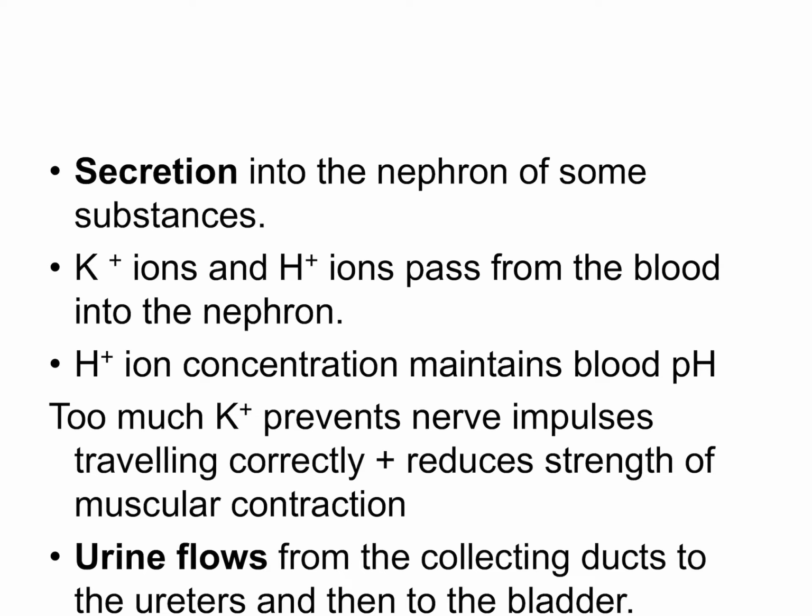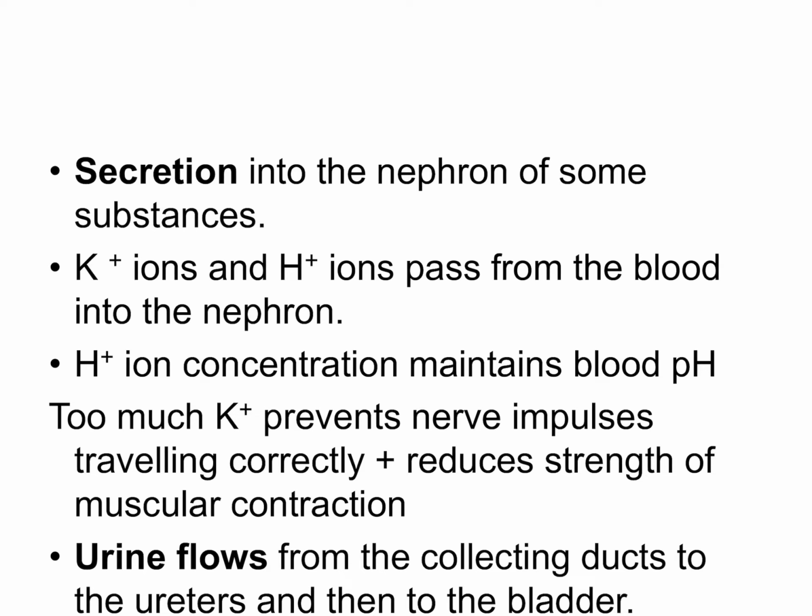Now, secretion is the third process that occurs in urine production, and this is going the opposite way now. Secretion is where you have potassium and hydrogen ions passing from the blood into the nephron. So we want to get rid of these things. We don't want to keep them in our bloodstream. We want to get rid of potassium ions and hydrogen ions.